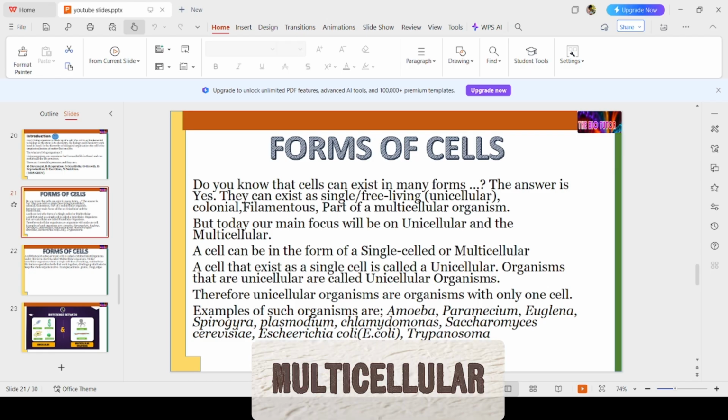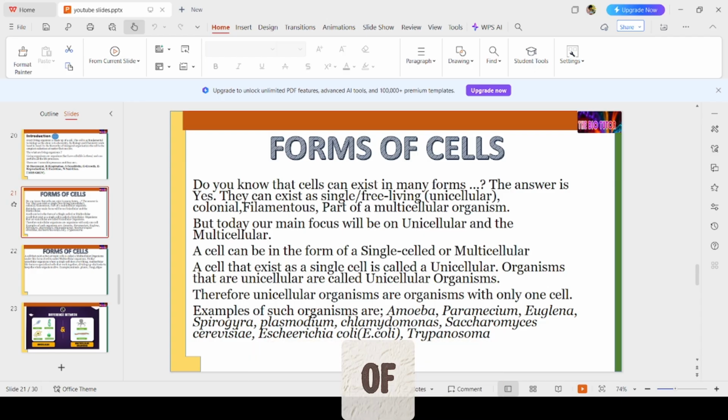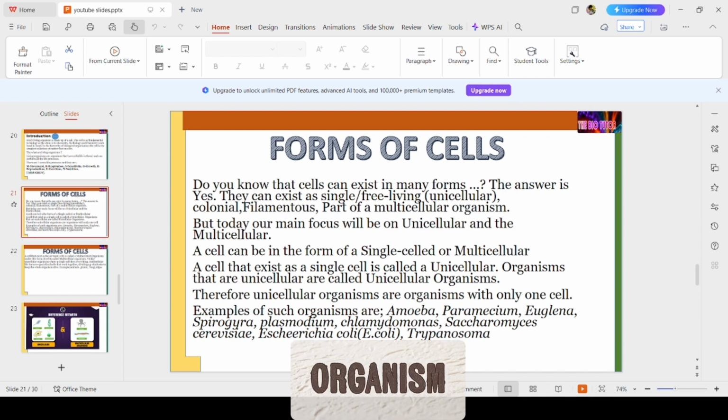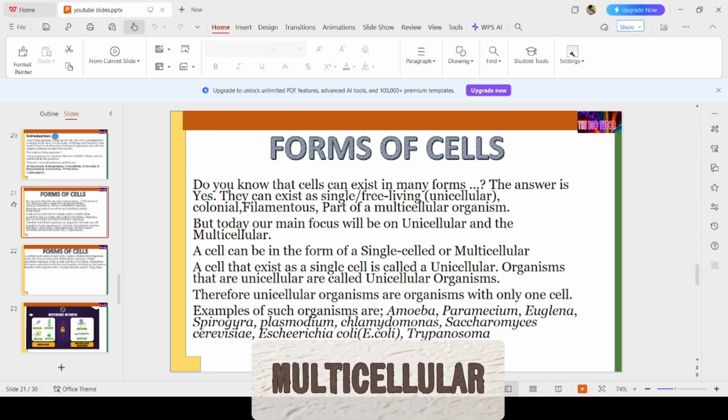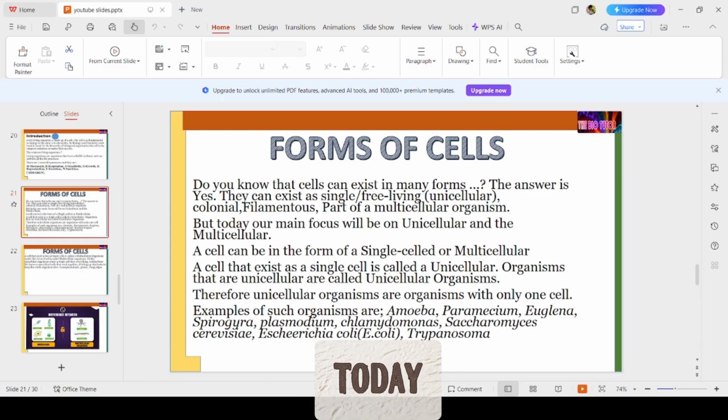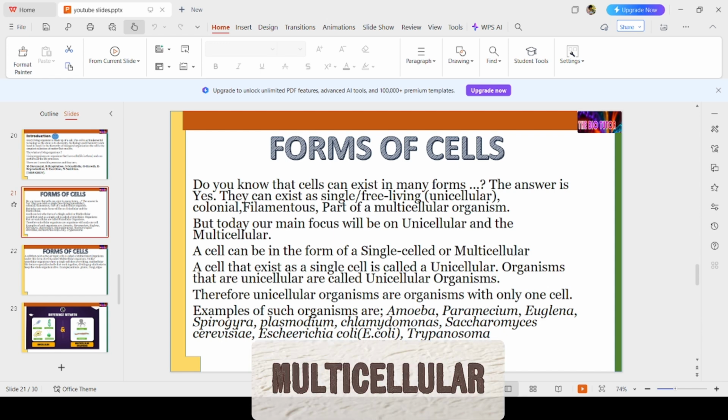And when we say part of a multicellular organism, we are talking about the organizations of cell, where cell have to move from cell, tissues, organs, organ system, and then organism. So if a cell has transited from cell to tissue, meaning that it has another role to play, then it is part of a multicellular organism. But today our main focus will be on 2 forms of cell: 1, the unicellular, and then 2, the multicellular.